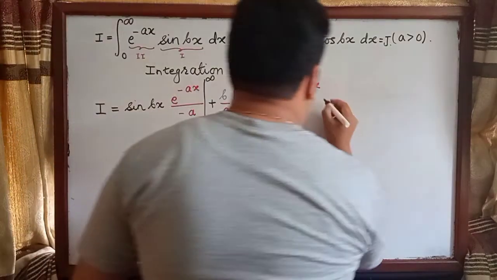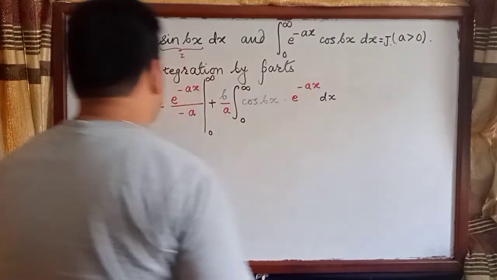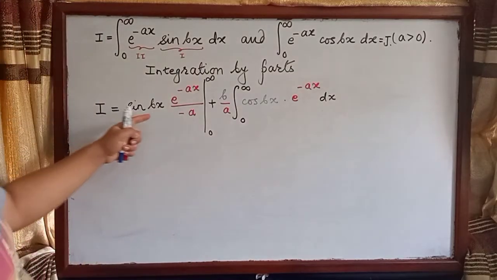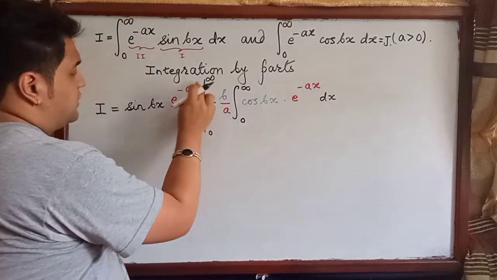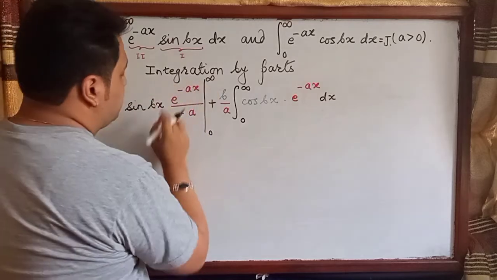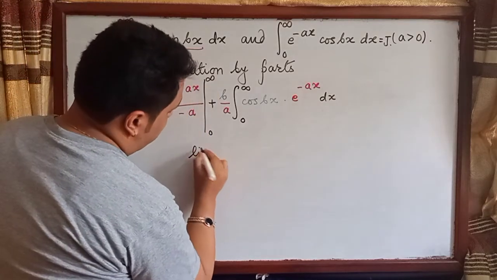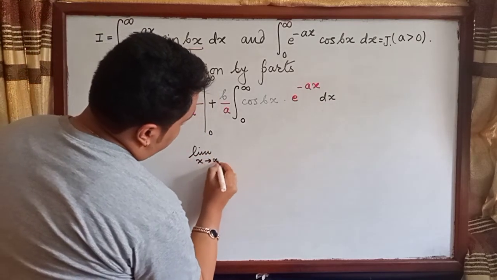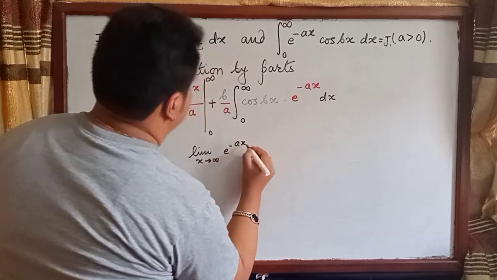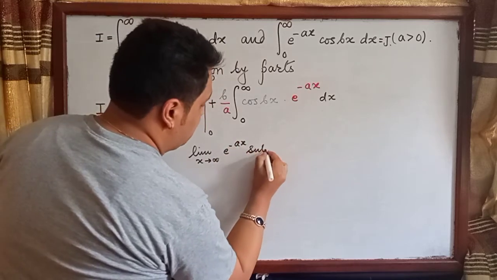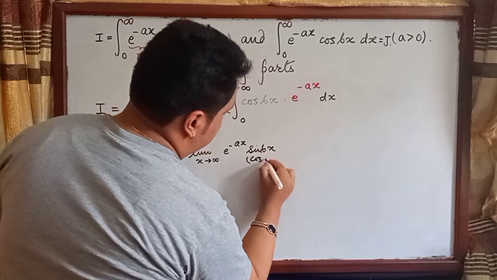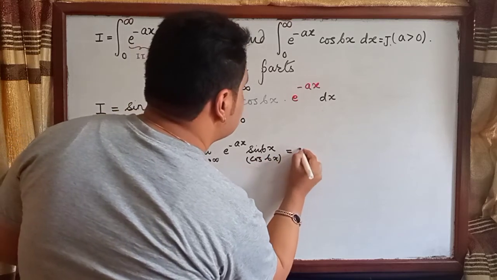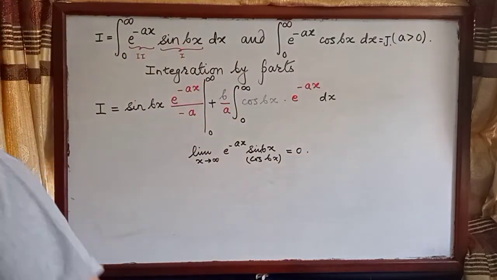So this is it. Now let's see. Taking limits as x tends to infinity, this limit will be 0. We know that the limit as x tends to infinity of exponential of ax times sine bx or cos bx, it does not matter, is equal to 0. This is a standard result.